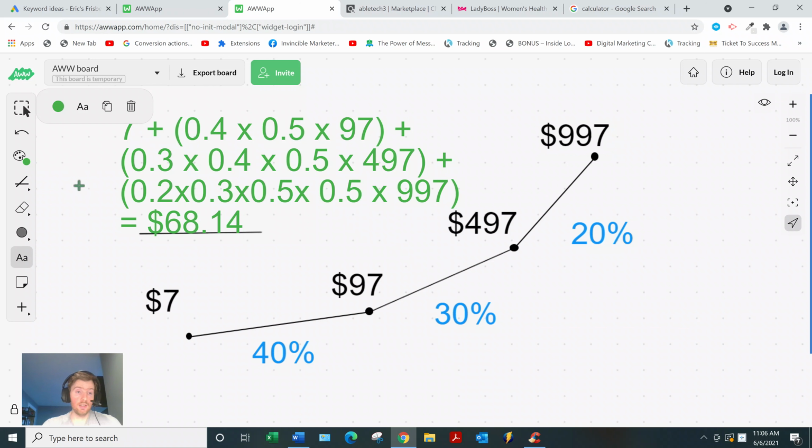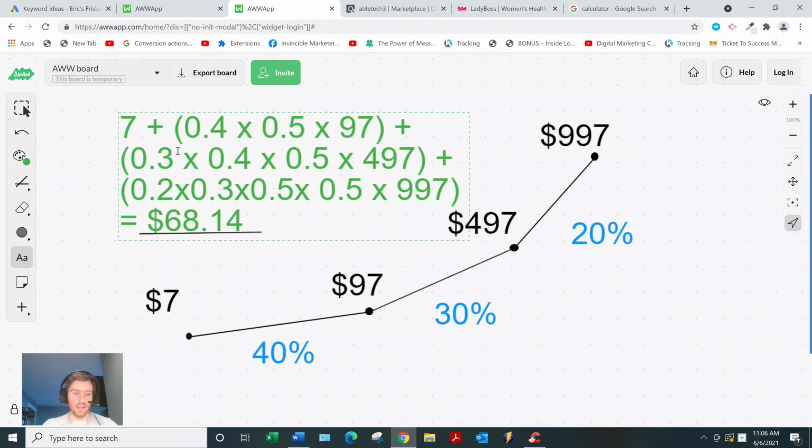So how do you calculate the LCV? Well, it's just, and I apologize if I made an error in here because math is not my forte, but so $7, right? And then of those, 0.4 times 0.5, because, I should have explained. Let's say you get 100% commissions on the front end and then 50% commissions on these. So that's why it's 0.5. So 40%, 0.4 times 0.5 times 97, 0.3 times 0.5, and so on. And then you get $68.14. So that's quite a good average lifetime customer value if you can get that.